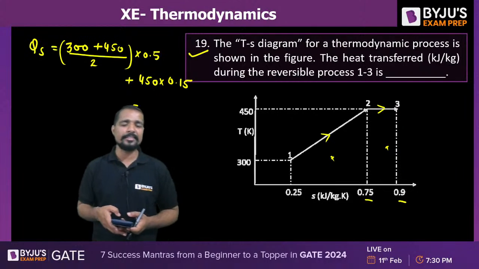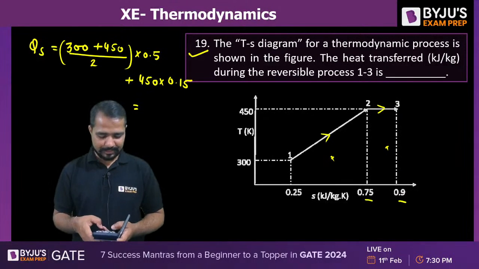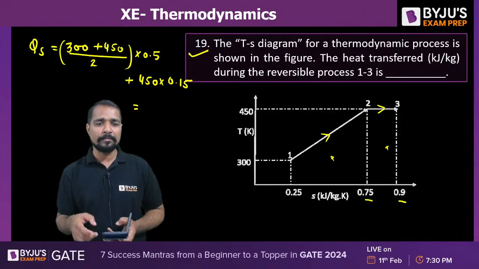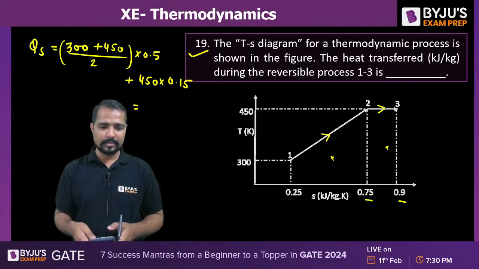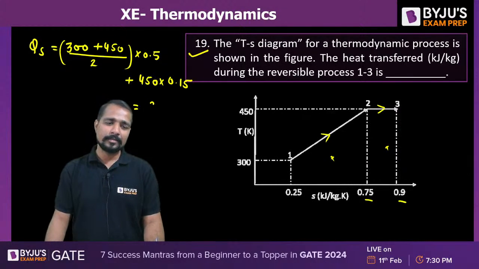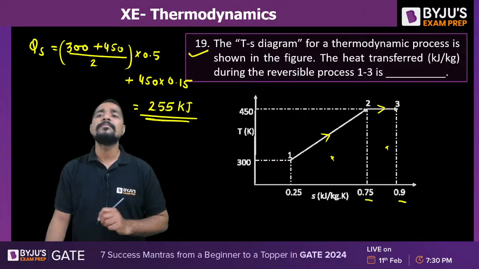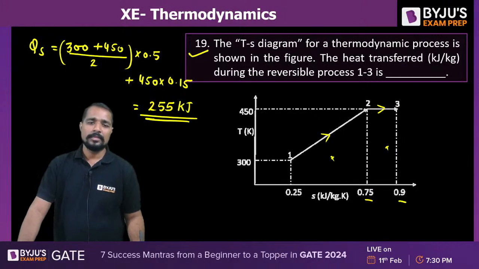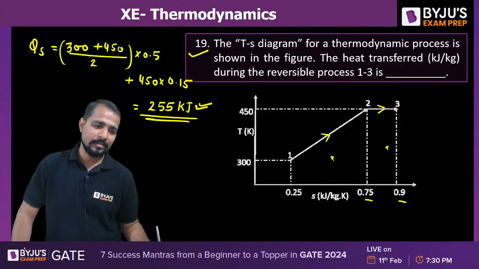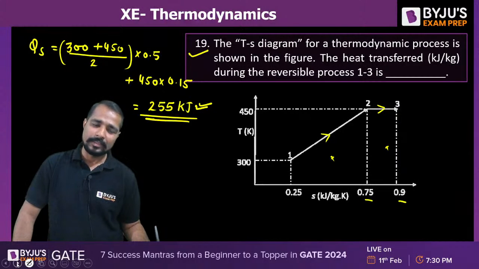I think one of the easiest questions for all of you. (300 plus 4), and let me tell you, this is a 2 marks problem, divided by 2 multiplied by 0.5, plus 450 multiplied by 0.15. Answer is 255. Absolutely right. That is in kilojoule. Yes, absolutely right.